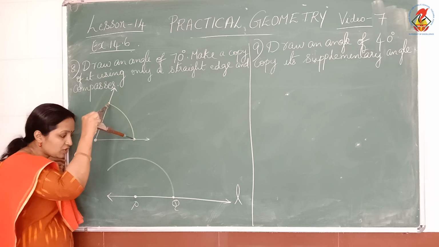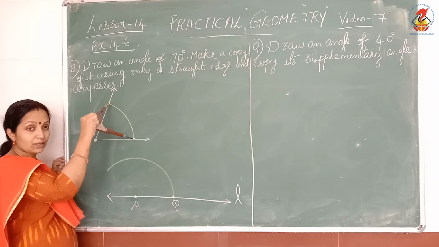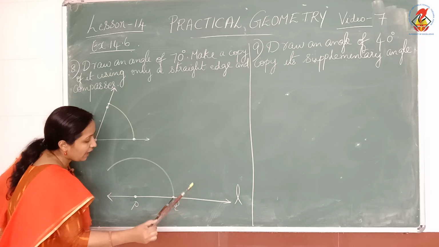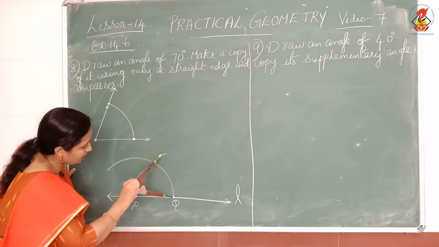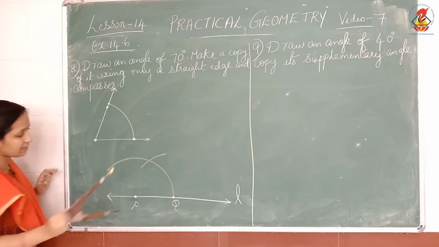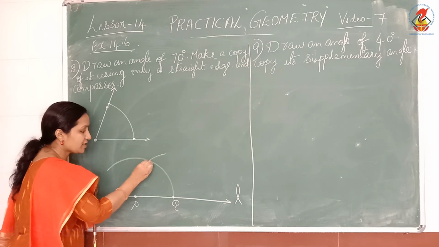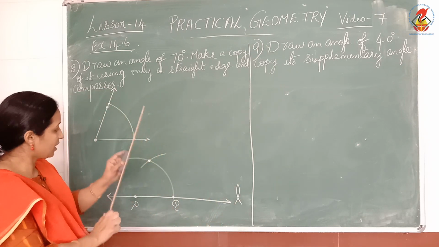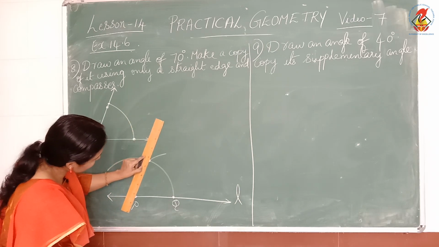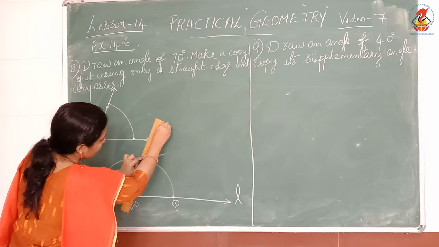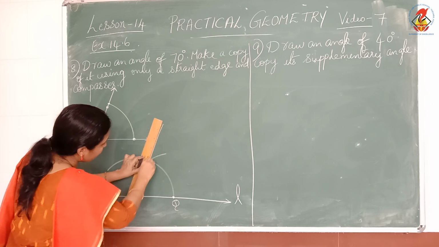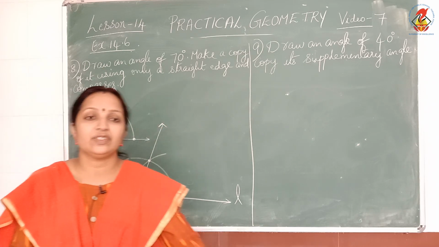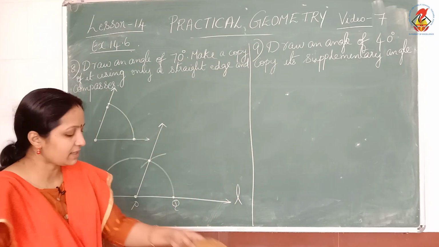Okay. And without changing the compass measure, place the pointer of the compass at Q and cut one arc in this previous arc, mark this intersecting point, and by using your ruler and pencil, just draw a straight line. This angle will be a 70 degree angle.